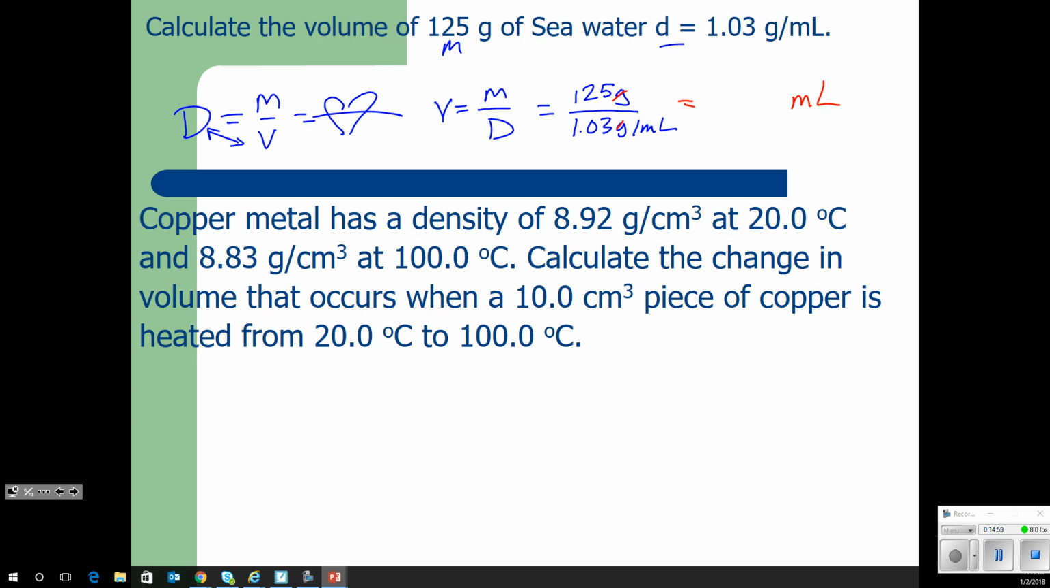Okay, so those that have got a calculator, let's do that really quickly. 125 divided by 1.03.